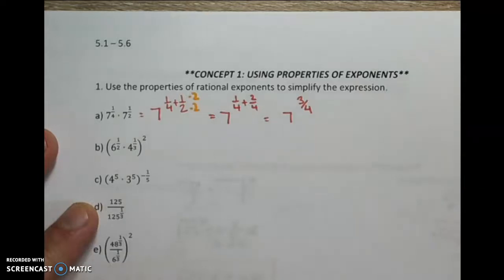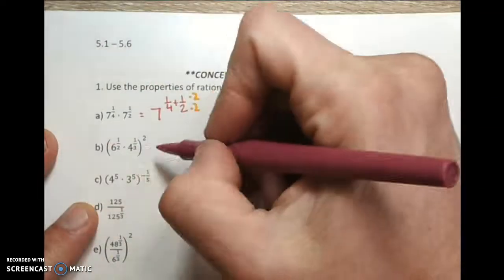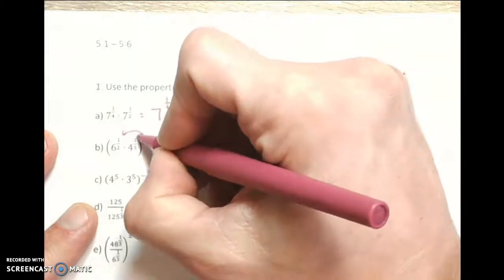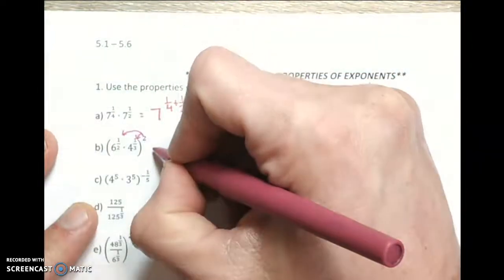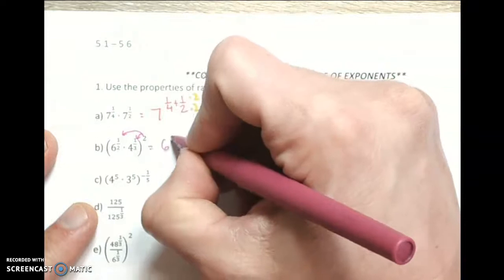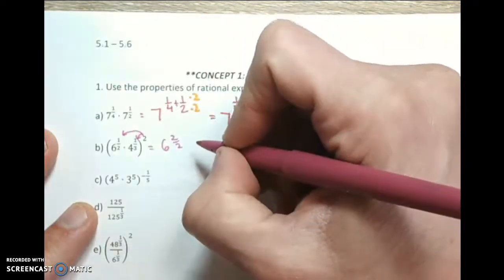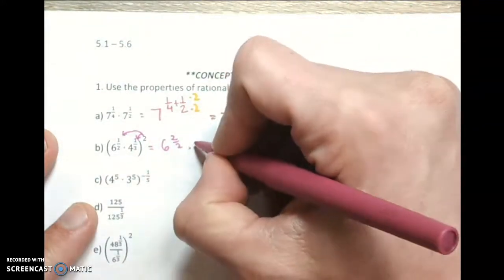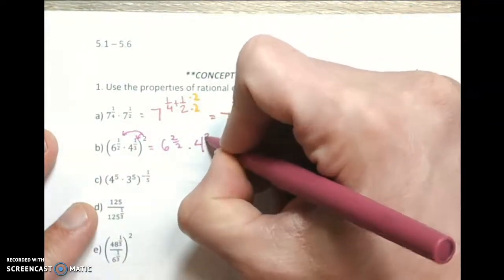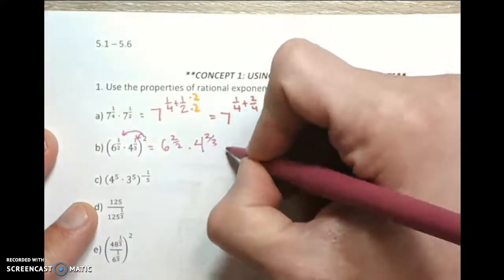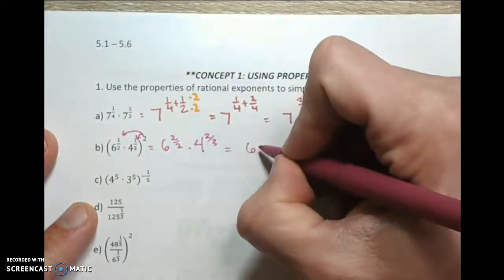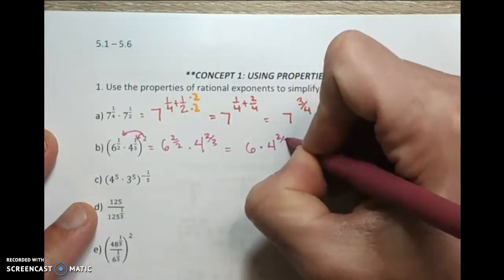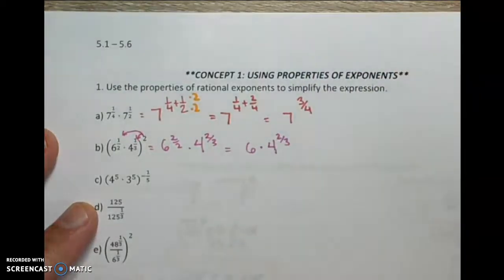Next one. I've got this power of a power, really. So I'm really distributing that 2 to both those terms. So I now have 6 to the 2/2 power, which is just 1, and then 4 to the 2/3 power. Now if I simplify that, I get 6 times 4 to the 2/3 power. And that is it. That's as far as I need to go on that one. Next.